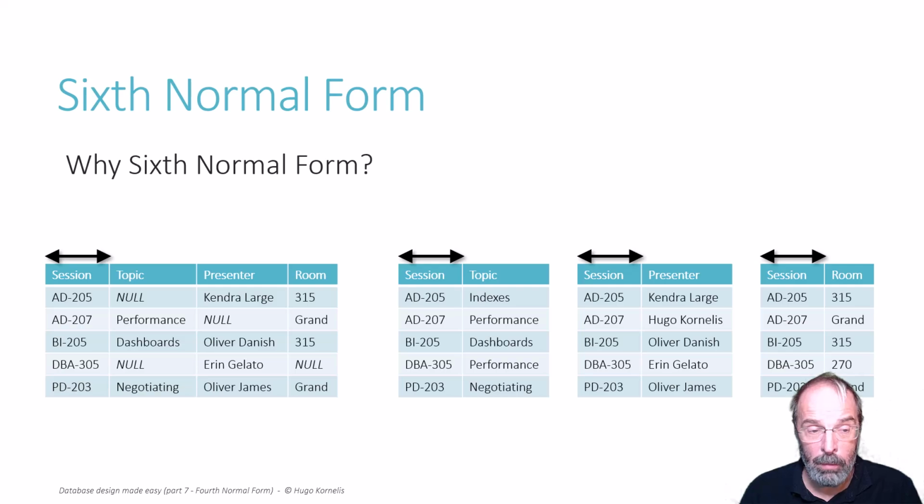But what I do know is that the topic for session AD205 is not known at this time, so we represent that with a null. And in the same way, we know that we have a session AD207 on performance, but we don't know who presents it. And for session DBA305, we know the presenter, but we know neither the topic nor the room.